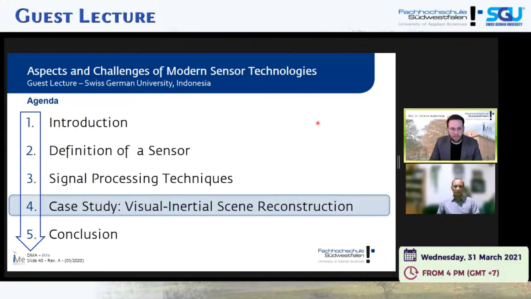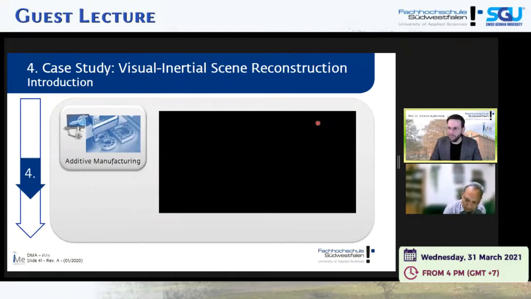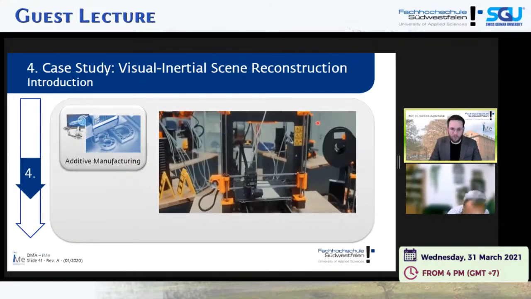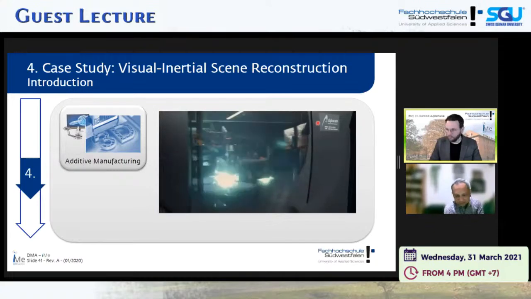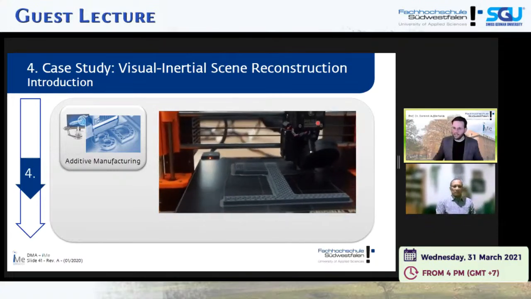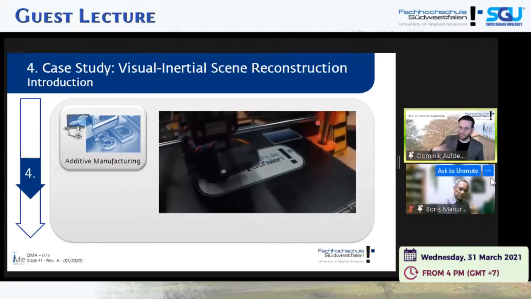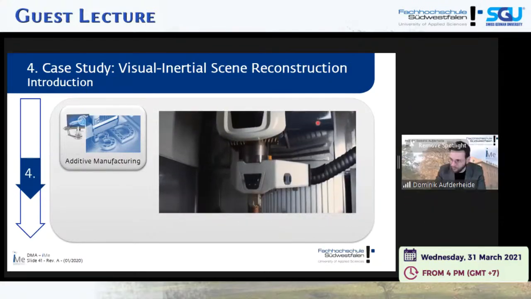And we will speak about a case study for visual inertial scene reconstruction. Let me just give you a little bit the feedback of this, let's say, topic. We at the Fachhochschule Südwestfalen, Southwestern University, we are running a 3D printing center. So that means that we have a dedicated center which is equipped with all the 3D printers here you see for plastics, for metal, for all kinds of stuff.